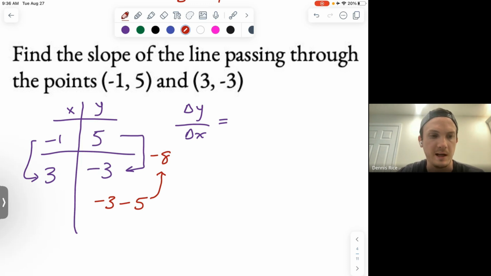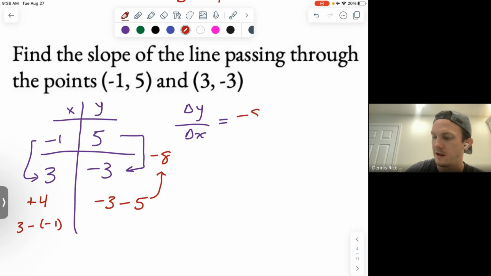Second one, if you're looking at -1 to +3, the change there would be +4. Doing that in your head would be 3 minus -1, which is how we get the 4. Putting these two together, we get -8 over +4, which gives us an answer of -2. The slope of this line is -2.